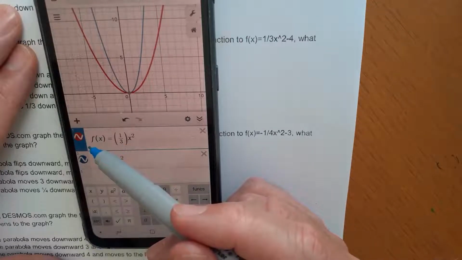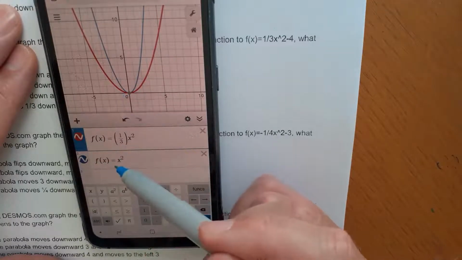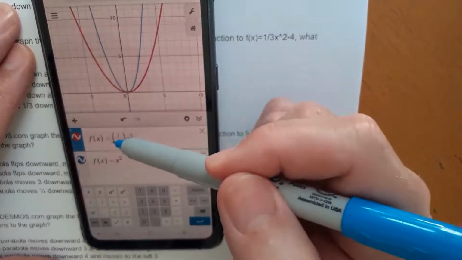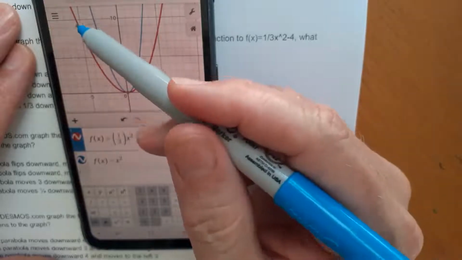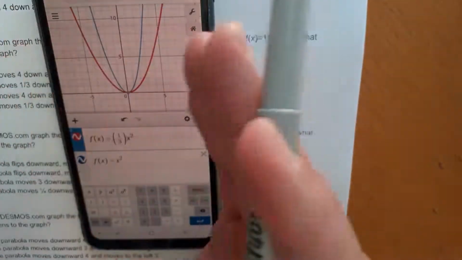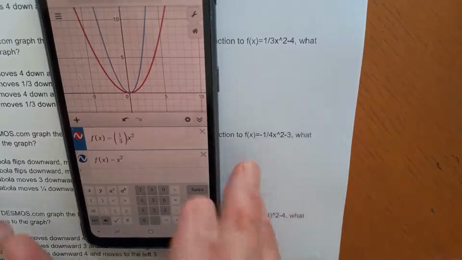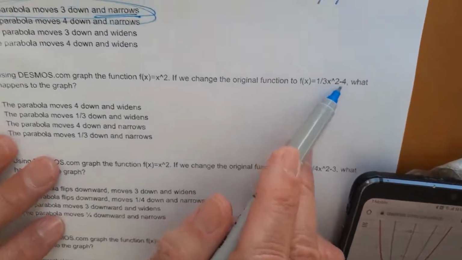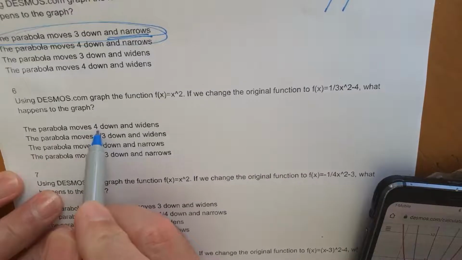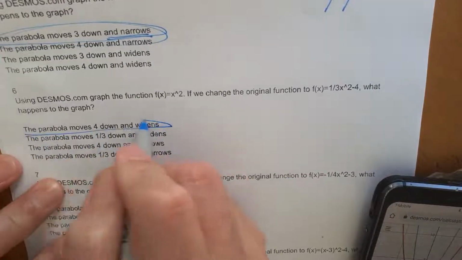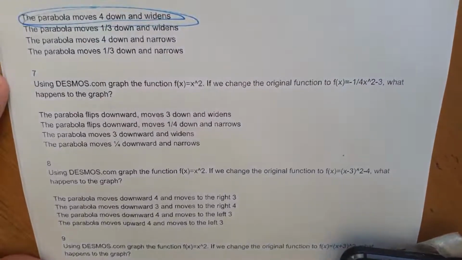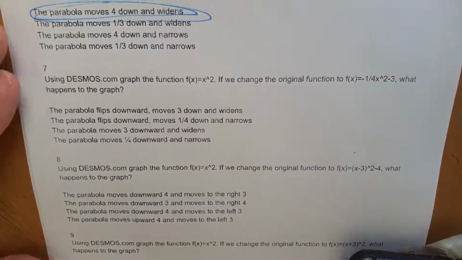Notice that the original x squared is blue, so there's the original x squared. By putting a fraction in front of it, it made my parabola widen. All right, so we're going down by 4, and we're widening. The parabola moves 4 down and widens. So I don't know if you think this is cool. I do. Probably that's because I'm a math teacher, right? But it's very cool. You just adjust this.